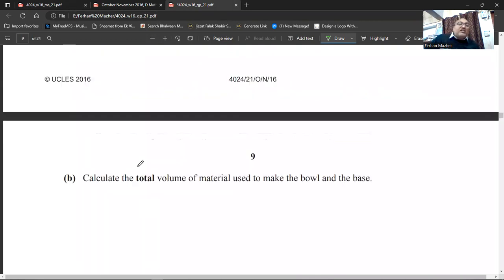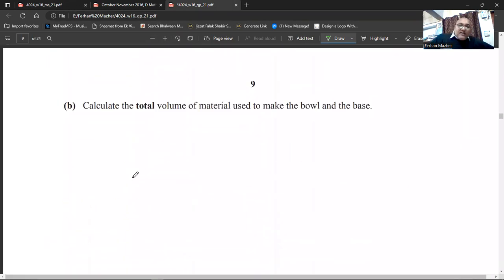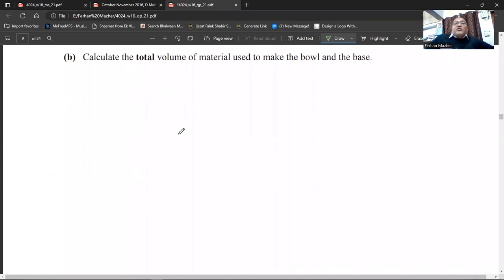Question number 4, and it's B part. He says calculate the total volume of the material used to make the bowl. So the volume will be equal to the volume of the hemisphere, that bowl, and then the volume of that cylinder. Okay. So how can you find the volume of that hemisphere? You will find the volume of the external hemisphere and you find the volume of the internal hemisphere. You subtract them, you get the volume of the material.